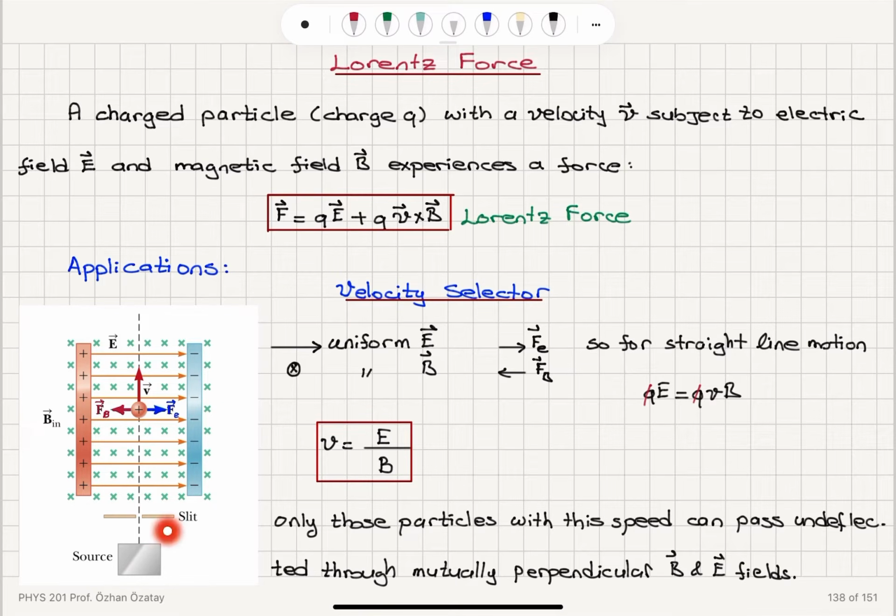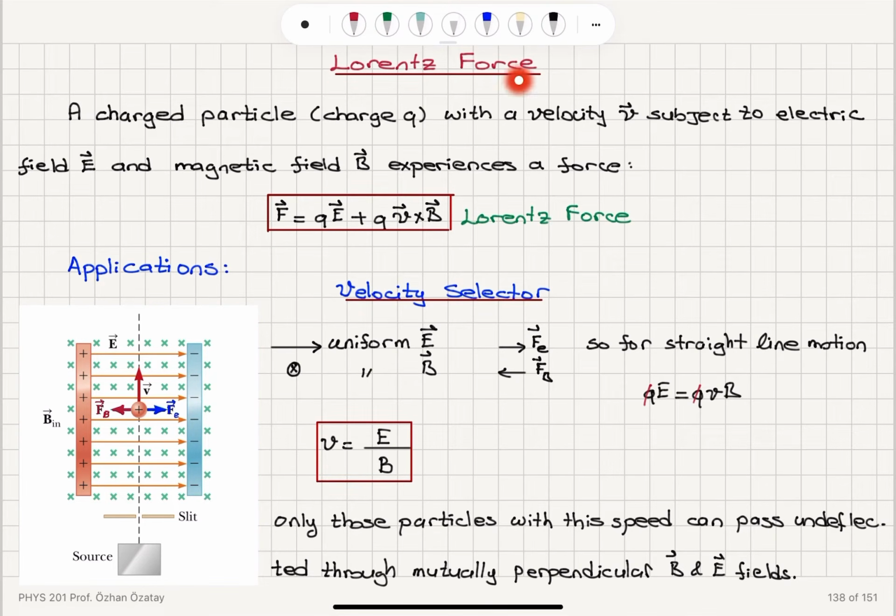So out of the beam of particles, only those particles with a velocity vector that is perpendicular to the magnetic field and electric field with a magnitude E over B, the speed E over B, will go undeflected in between the plates and reach the other side. So those particles will be selected.